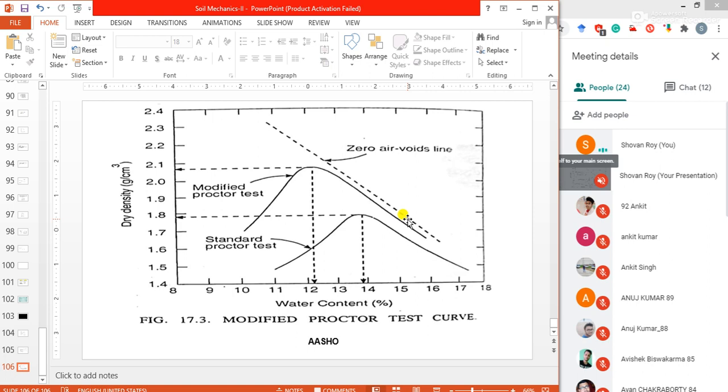But in the modified Proctor test, where heavy compaction is required, the compacting energy given to the soil is 27,260 kg centimeter per 1000 centimeter cube, or 2,674 kilojoule per meter cube, almost 5 times. 5 times extra energy should be given to prepare the sample or to measure the density of the soil. The mold size is the same and the same equipment is used, just the hammer is changed in the modified Proctor test from the standard Proctor test.